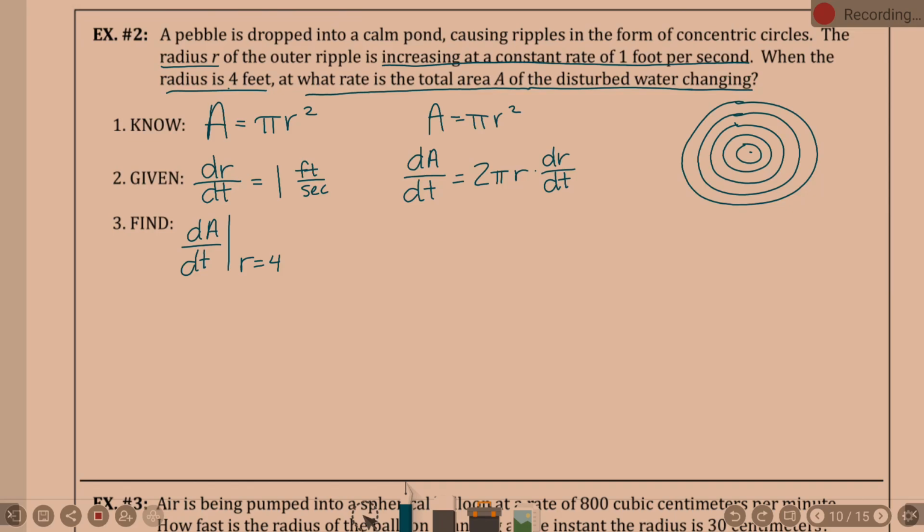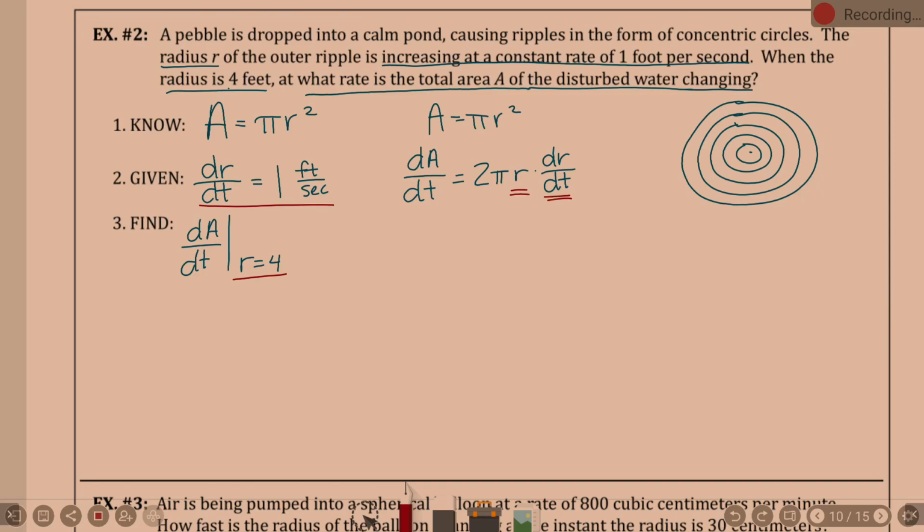Okay, let's look at what we know and what we're being asked to find. We're being asked to find dA dt, yes? So we're being asked to find what's on the left, dA dt. 2 is 2, pi is pi. Do we know r? Yeah, it asks us to find it when r equals 4. dr dt, do we know dr dt? 1 foot per second. Can we plug it all in? Yes. dr dt is 1, r equals 4. We can plug all of that in.